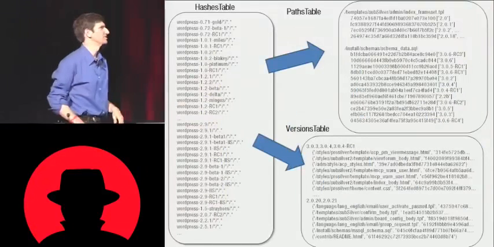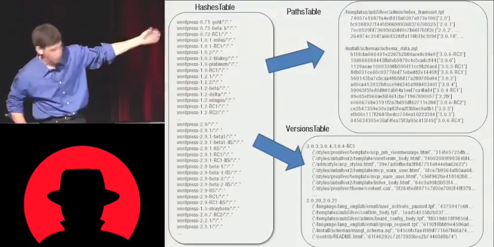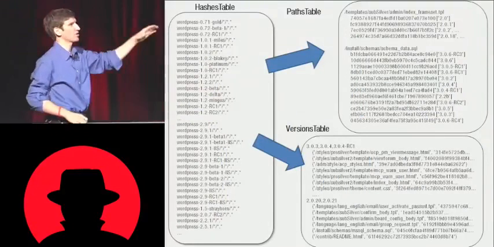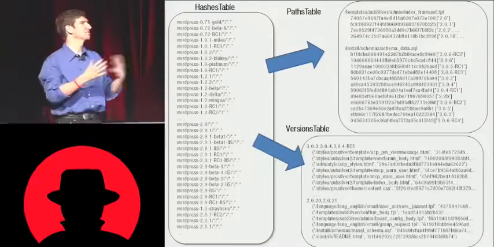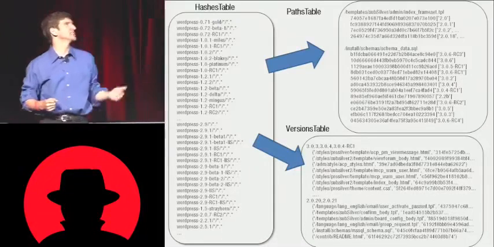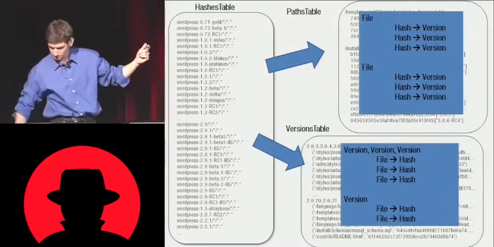So here it is. A little bit of an eye chart here. Don't need to worry about it too much. Basically, WordPress, every version, all the files. We're going to chew through those and compute hashes on those and send those to the paths table and the versions table. Here's what it looks like.